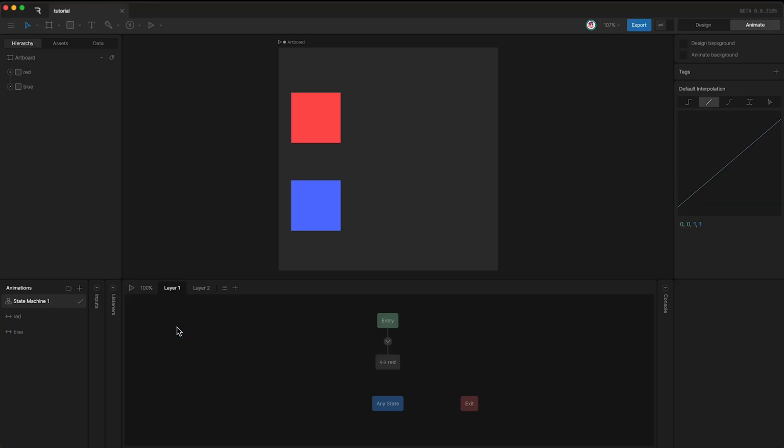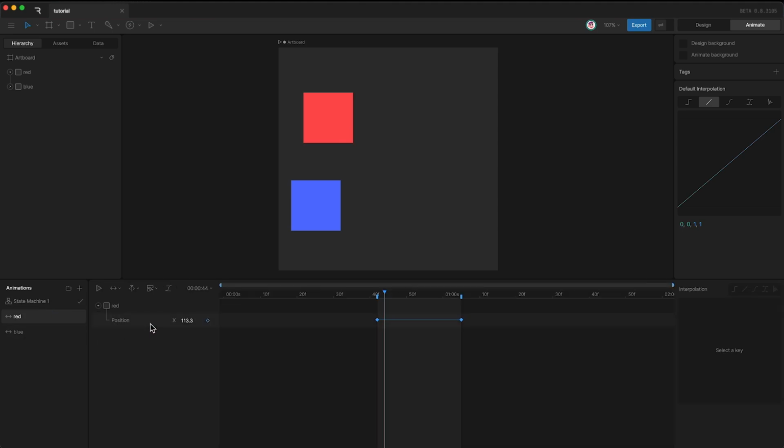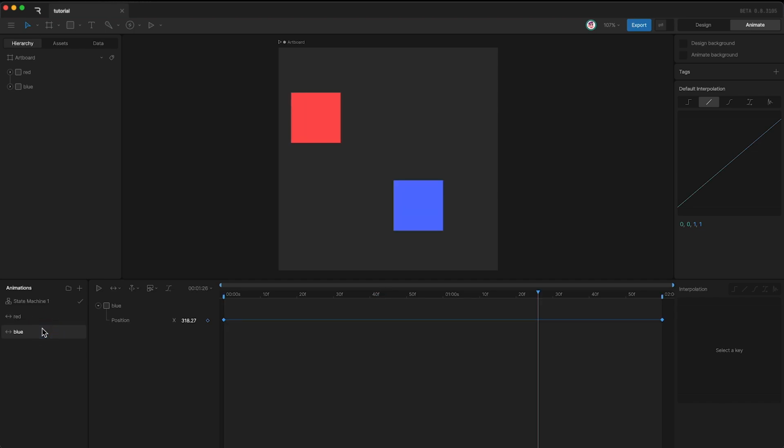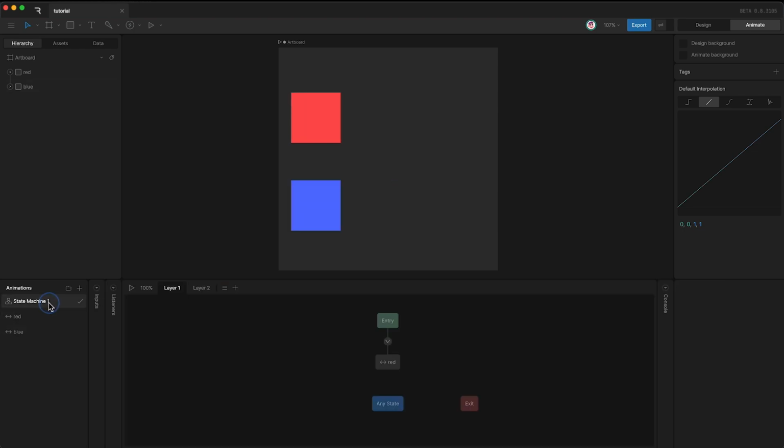Now you know about state machine layers, I can point out to you that in my example, both timelines are animating different properties. This one, I'm animating the X position of the red square, and in this one, I'm animating the X position of the blue square. And as you know, state machine layers allow us to play these two animations at the same time.